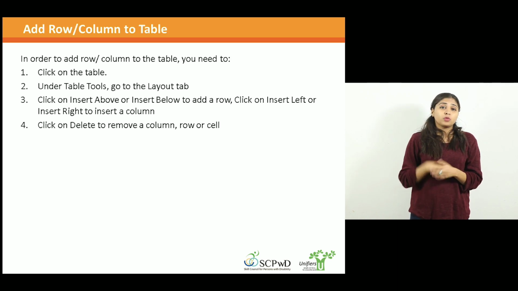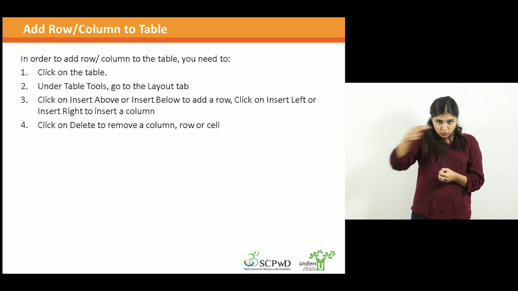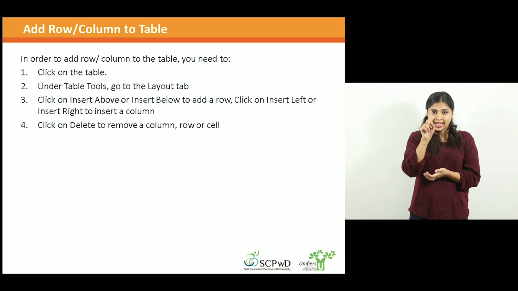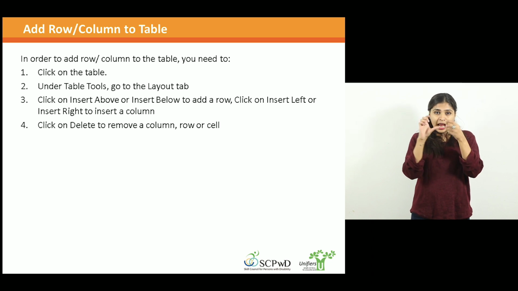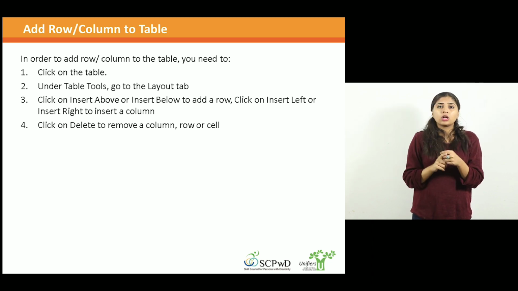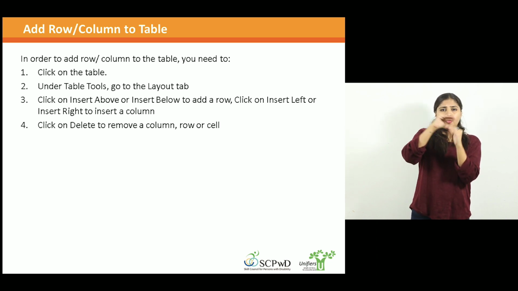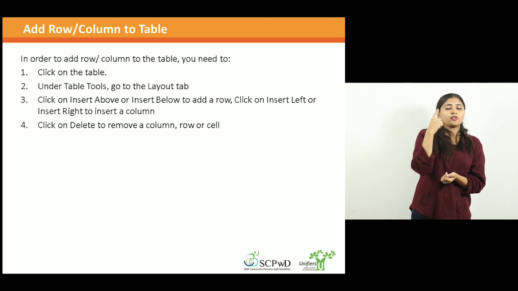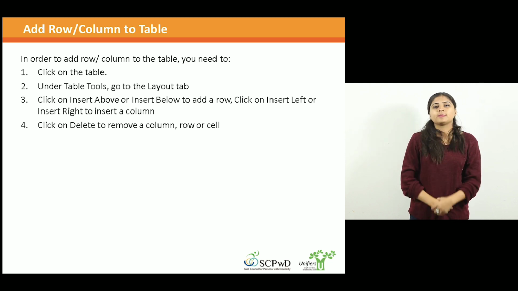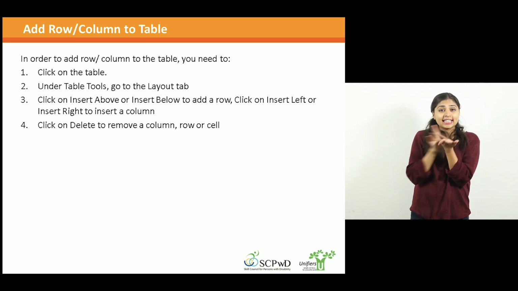Add rows and columns to a table. In order to add a row or column to your table, you need to click on the table. Under Table Tools, go to the Layout tab. Click on Insert Above or Insert Below to add a row. Click on Insert Left or Insert Right to insert a column. Click on Delete to remove a column, row or cell.